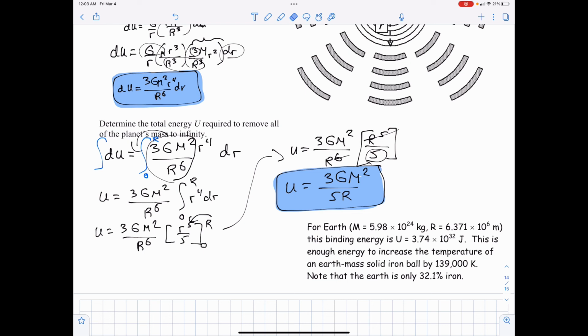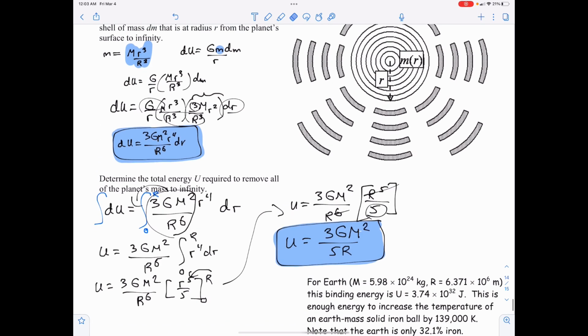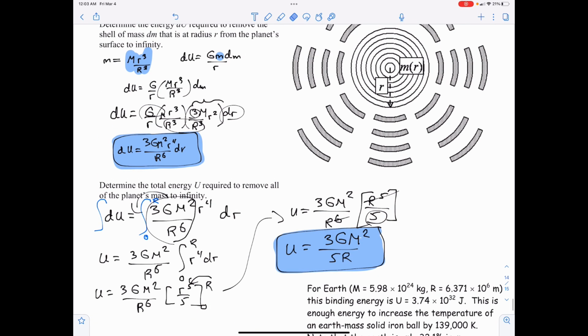Again, note that Earth is only about 32% iron. So this is obviously an idealistic example, done with simplistic, idealistic conditions. Obviously, planets are not made from homogeneous structures. Their densities are changing, especially the rocky planets. The big gas giants usually have icy cores at their center.